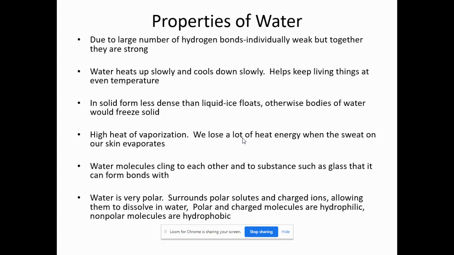All right, so let's talk about some of those properties of water that make life possible because of the hydrogen bonds. Water heats up slowly and cools down slowly, so it keeps living things at an even temperature. That's why a large part of your body is made of water. It helps keep your body within a certain range.